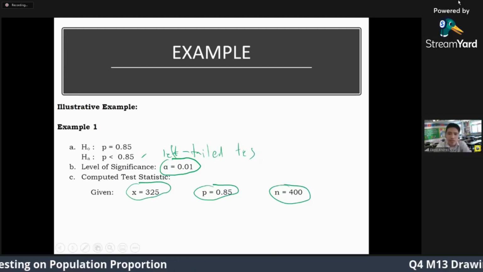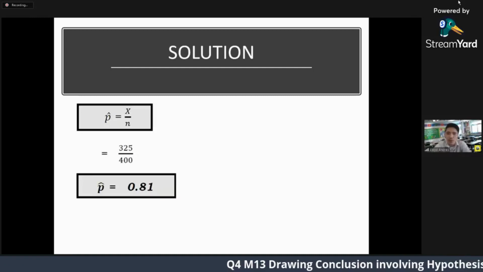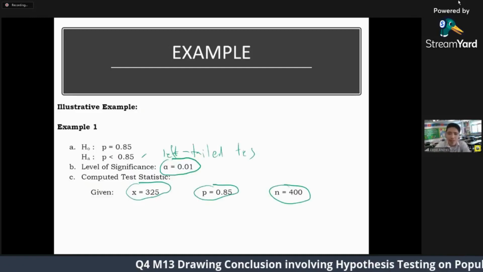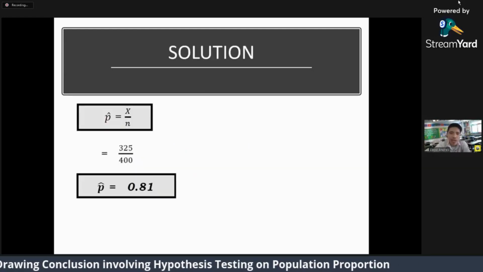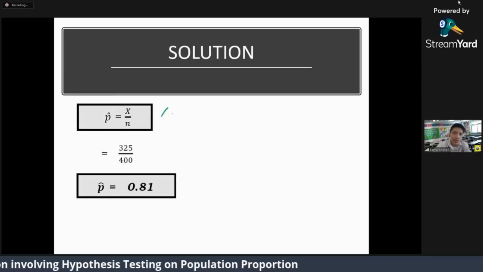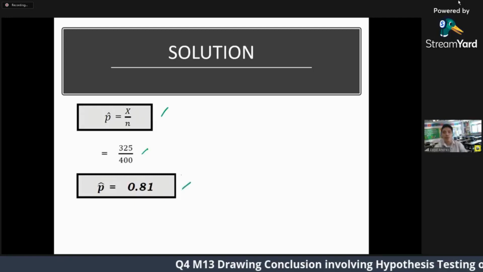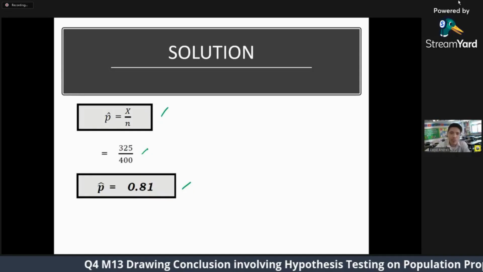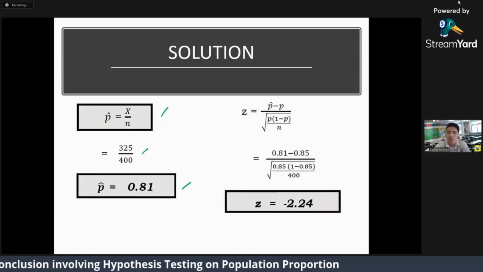So, from that, we will now compute the test statistic. So, to solve for the test statistic, since wala pa tayo p hat, kailangan sa nato isolve ang p hat using the formula x divided by n. Ang x nato is 325 divided by ang sample size nato nga 400. So therefore our p hat or the sample proportion nato is 0.81. So since naa na tay p hat, we can now solve the z statistic using the formula.